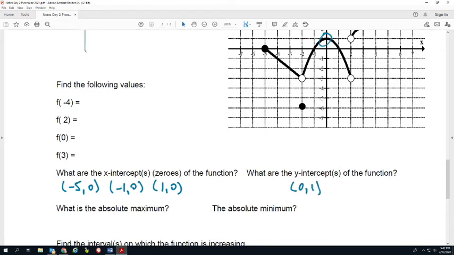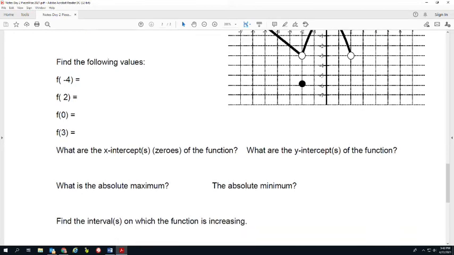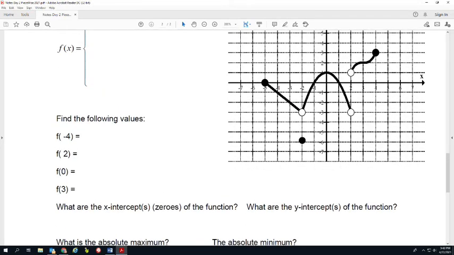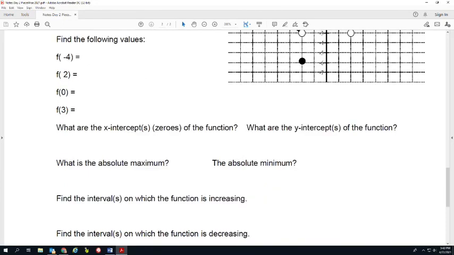What is the absolute maximum? So that's the highest point the graph goes. So let me see if I can move this down a little bit. All right, so the absolute maximum is going to be that point right there. That's the highest it goes, and that y value is 3. So where it says what is the absolute maximum, we're going to say that's 3. What's the absolute minimum? This is the lowest point that we see in our graph, and so we're going to say that our absolute minimum is a negative 6. All right, our next question, let me scroll that down.